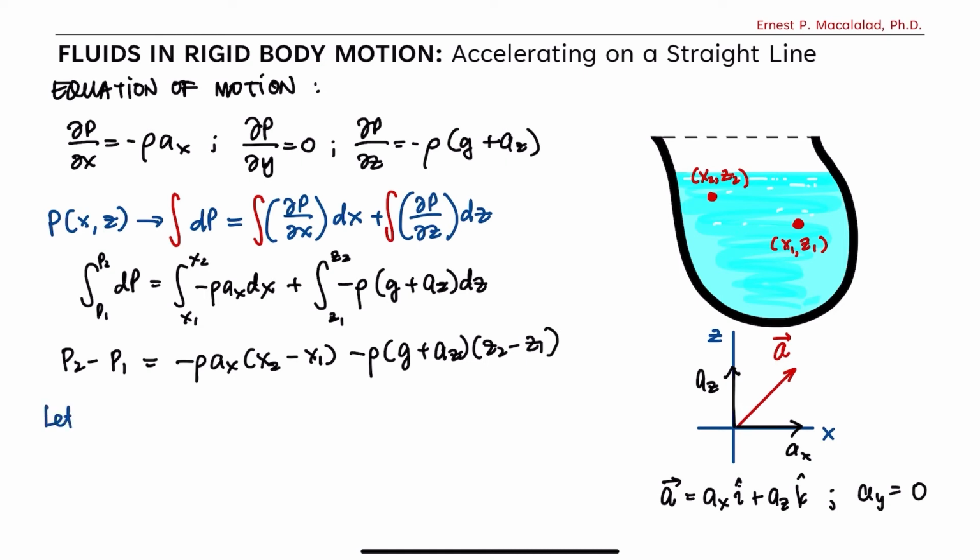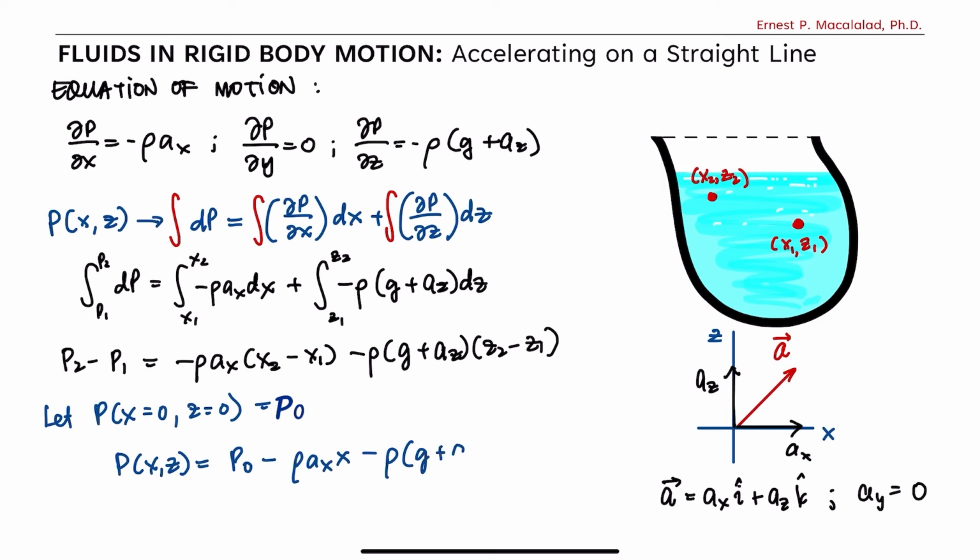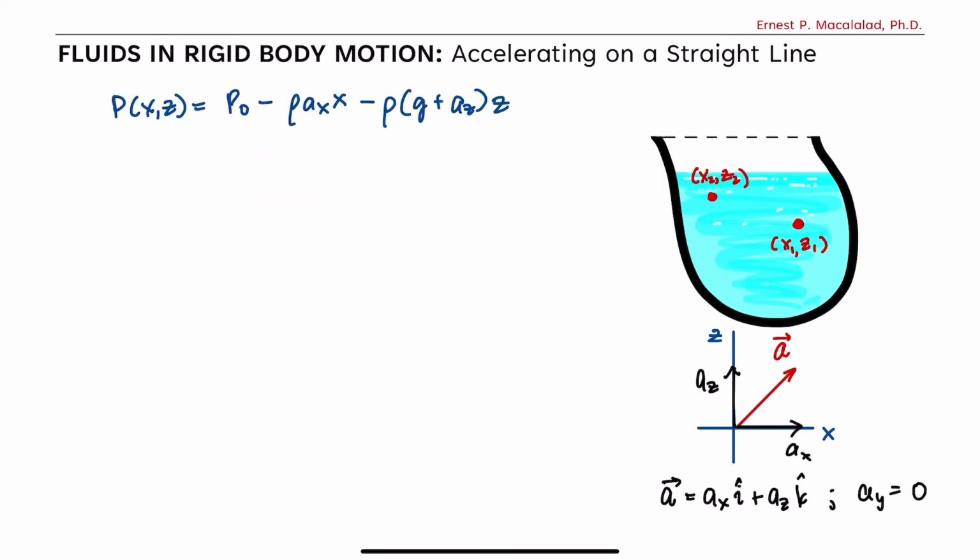And let's say at the origin, the pressure is P naught. Then at any point x, z, the pressure is given by P naught minus rho ax times x minus rho times g plus az times z. So let's say for these two points, point 1 and point 2, the pressures are the same. That is, P1 is equal to P2. We call these two points, and any points that satisfy this equation, isobars. Now the question is, what is the shape of these isobars?